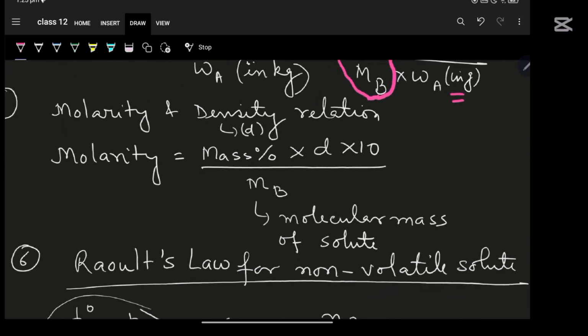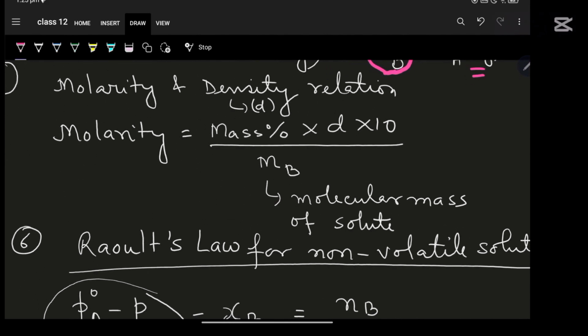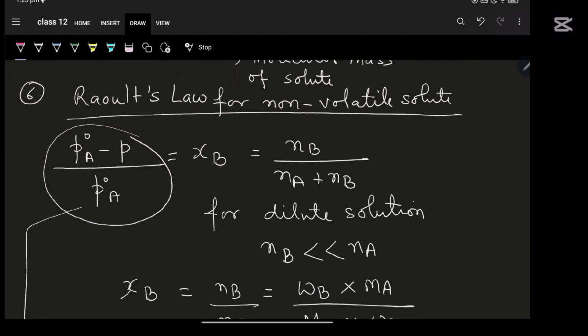Now the relation between molarity of the solution and density. So let us see what it is. Molarity of the solution is equal to mass percent into density into 10 by molecular mass of the solute.